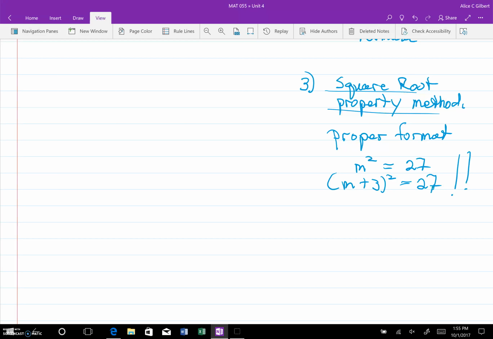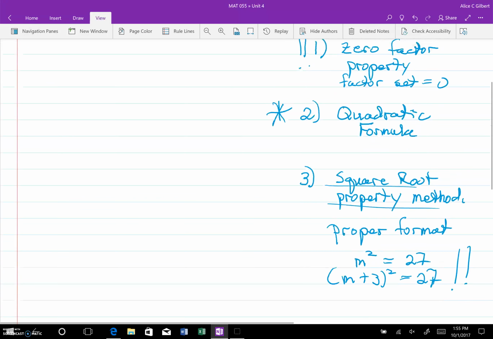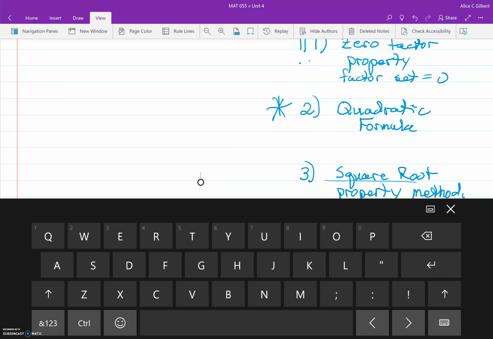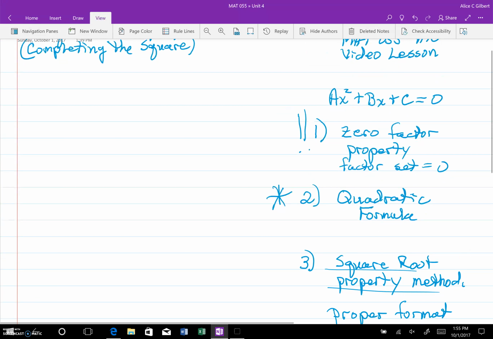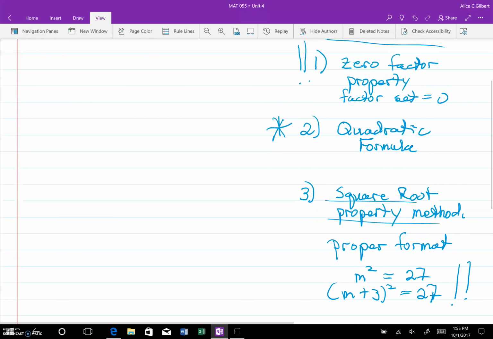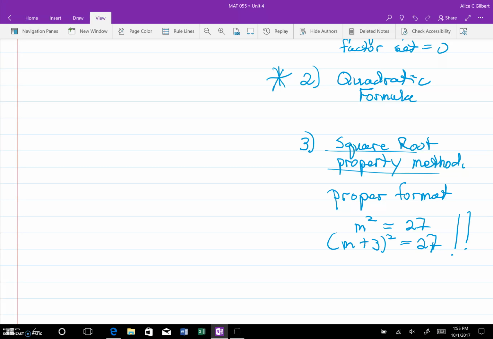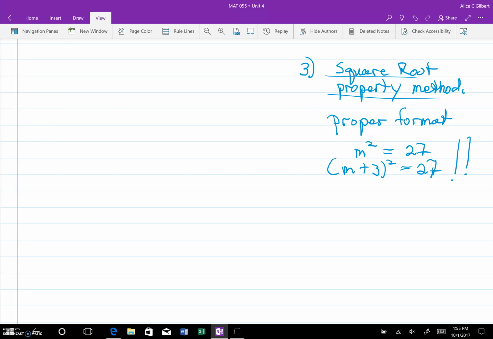Now, periodically, however, you are given a quadratic equation, okay, in standard or some kind of form, and you are told you have to use the square root property method, but it is not in the proper format already. So then we have a method for forcing it to go into the proper format called completing the square.